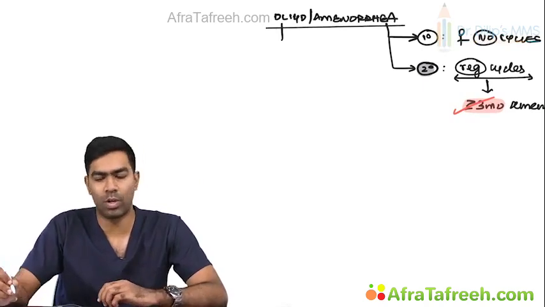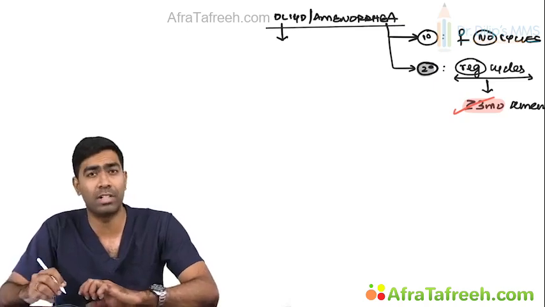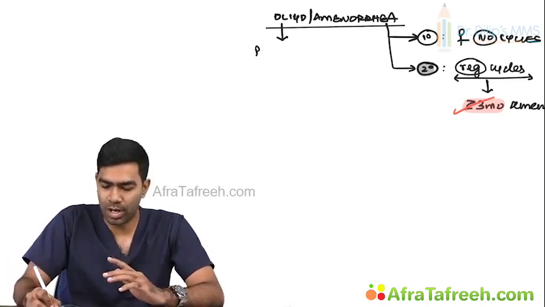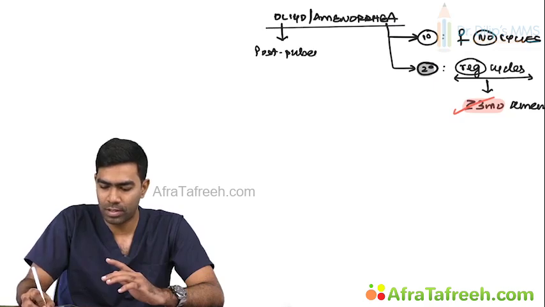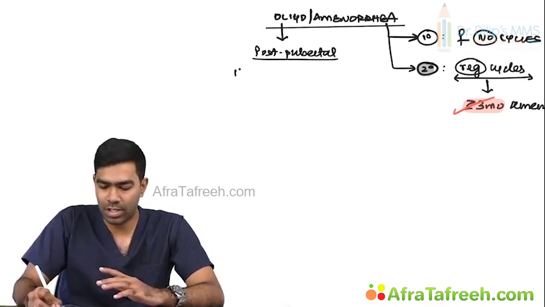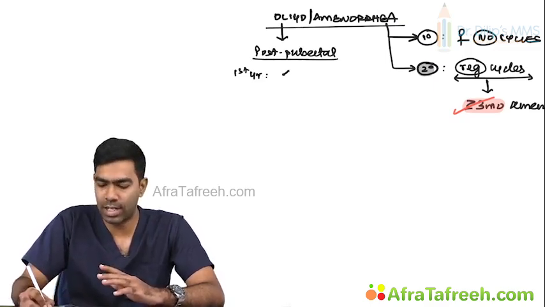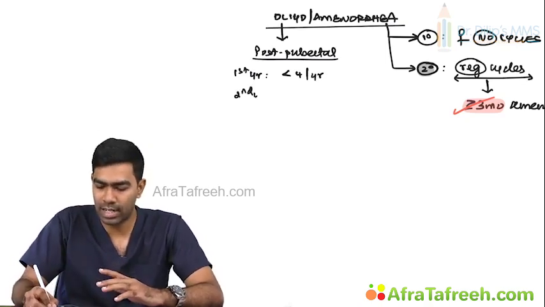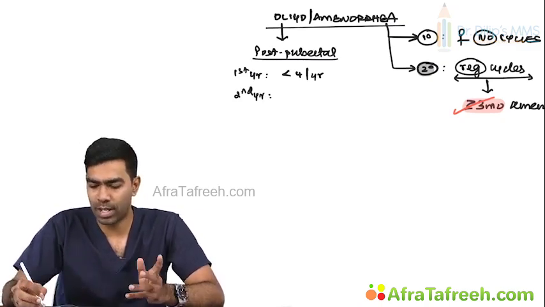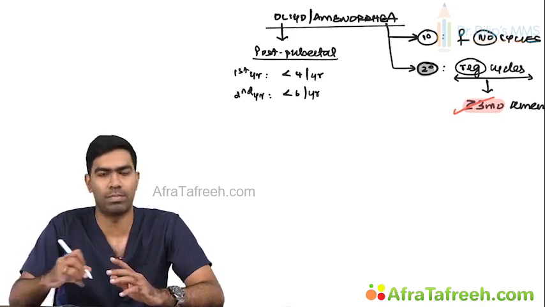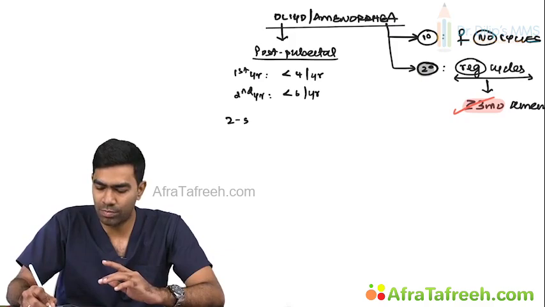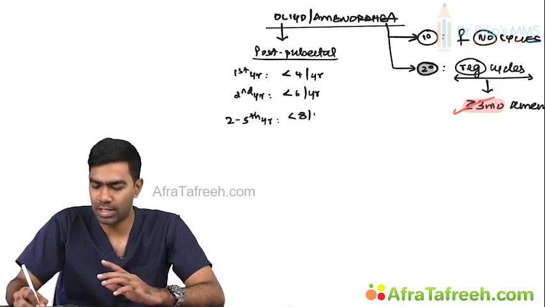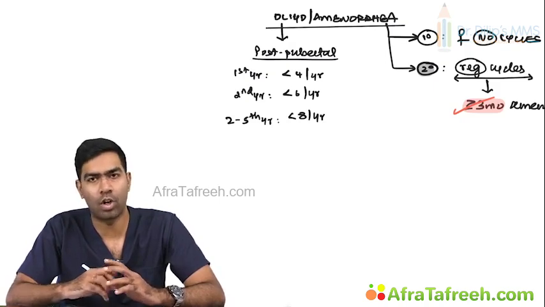So what about oligomenorrhea? Oligomenorrhea depends on your post-pubertal age. You have to see the post-pubertal or post-menarchal age. In the first year of post-menarchal age, if the girl experiences less than 4 cycles per year, it is considered oligomenorrhea. In the second year of post-menarchal age, if the girl experiences less than 6 cycles per year, it is considered oligomenorrhea. In the 2nd to 5th year of post-menarchal age, if the girl has less than 8 cycles per year, we call it oligomenorrhea.